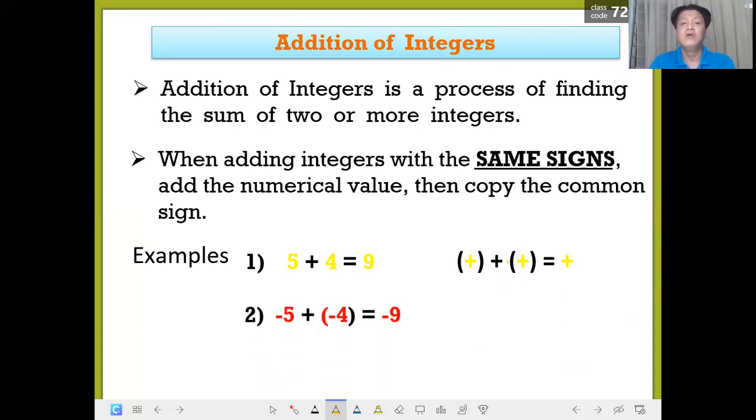Number 2. What if negative 5 plus negative 4 is equal to negative 9? If you are going to observe, they are both negative. Kaya nga, add the numerical value, 5 plus 4, 9. Since they are both negative, copy the common sign. Kaya negative 9 po ang sagot. So the rule is simply negative plus negative is negative. Yung sum ng ating sagot or sum ng dalawang integer.